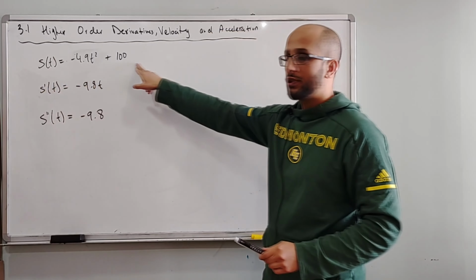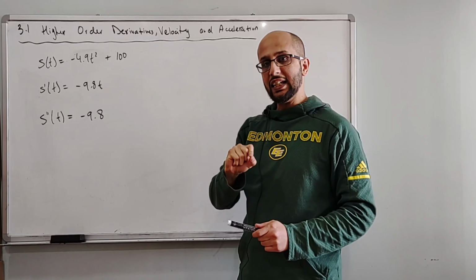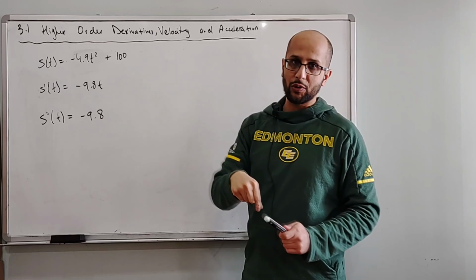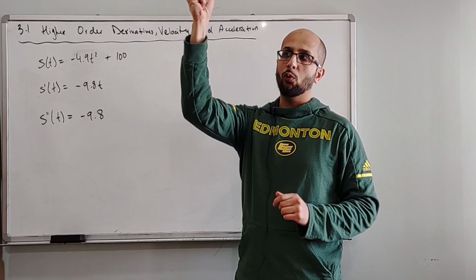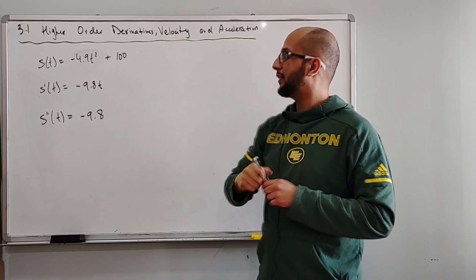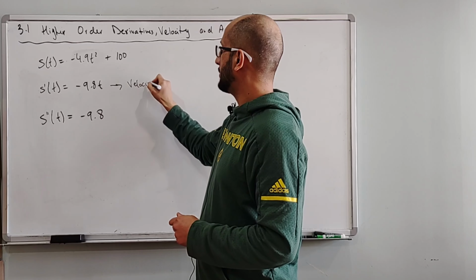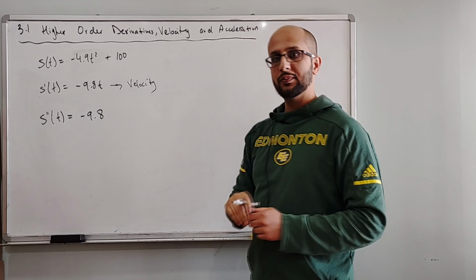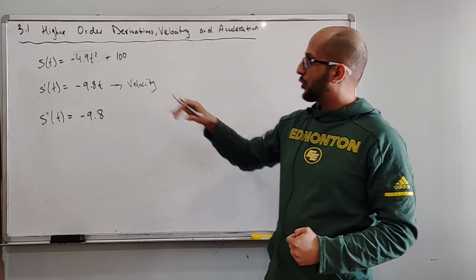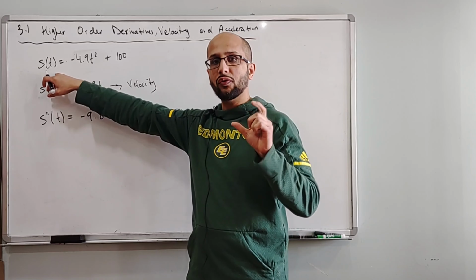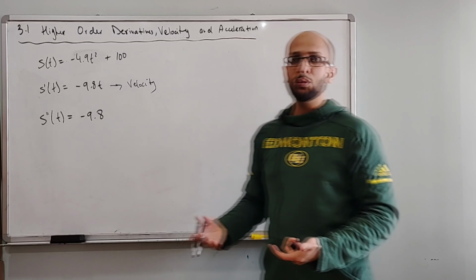This one represents the position. S prime at t represents the rate of change of the position, meaning if they're at 70 meters, then they're at 60 meters. What rate are they changing at? Another term for that would be velocity. It's their speed. How fast are they falling? So the derivative of the position function gives you the velocity function, the rate at which they're moving.